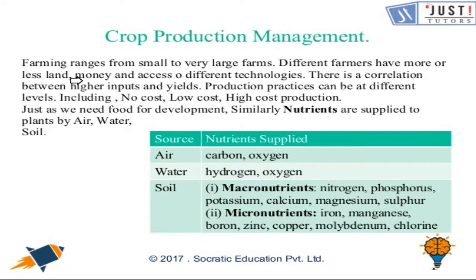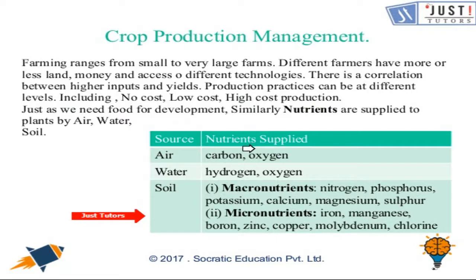Moving ahead, let's talk about what is crop production management. Farming ranges from small to very large farms. So, different farmers have more or less land, money, and access to different technologies. There is a correlation between higher inputs and yields. Production practices can be at a different level, including no cost, low cost, or high cost production.